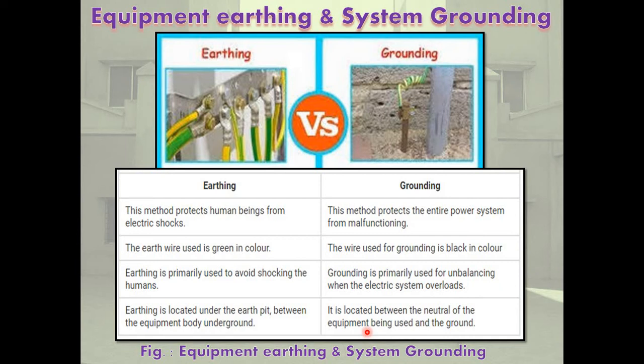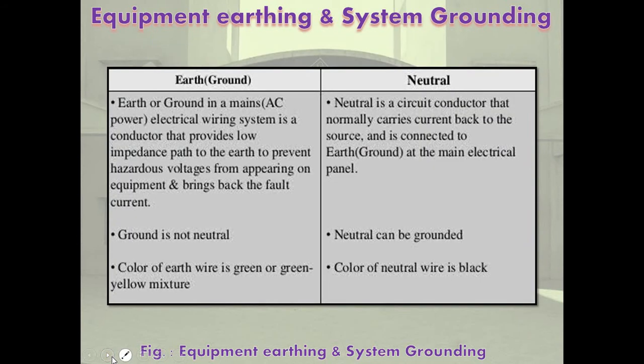Now, the difference between neutral earthing and equipment earthing. Here it is also earth or ground versus neutral. Earth or ground in a mains AC power electrical wiring system is a conductor that provides a low impedance path to the earth to prevent hazardous voltages from appearing on equipment and bring back the fault current. While neutral is a circuit conductor that normally carries current back to the source and is connected to earth at the main electrical panel.